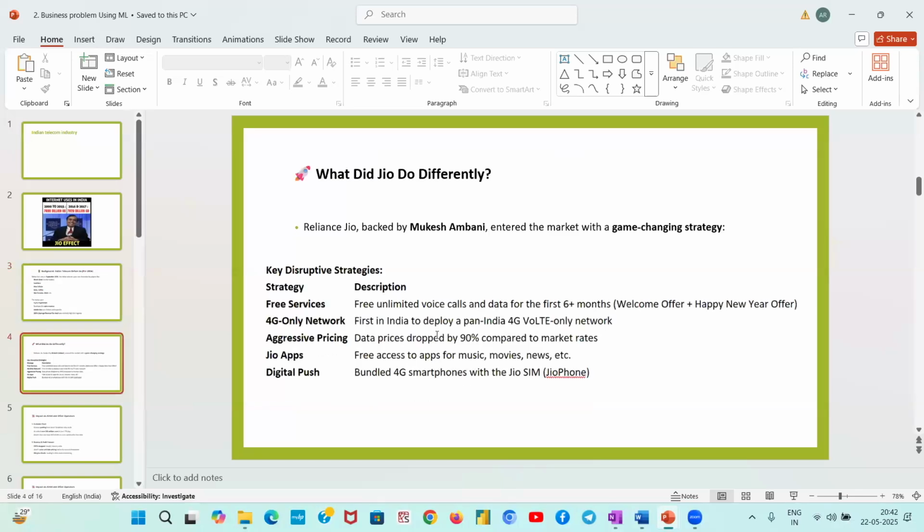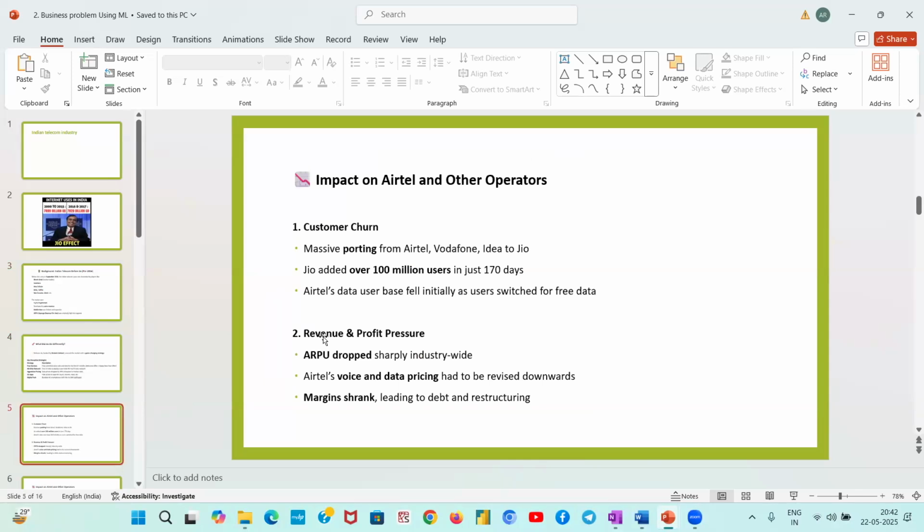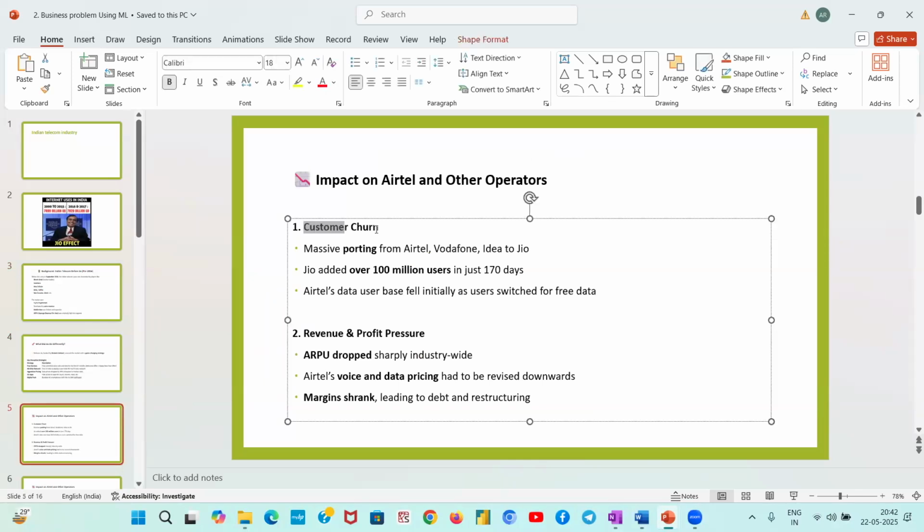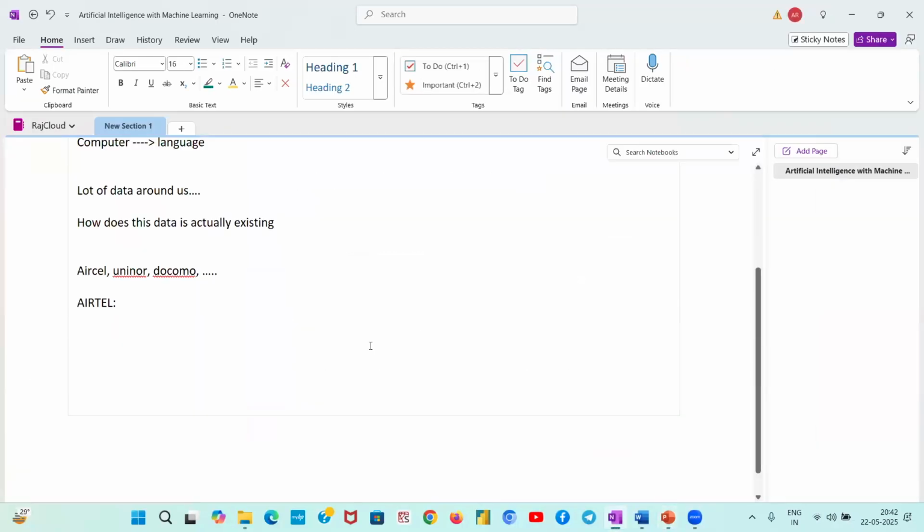So how did they apply it? They saw that Geo was giving free services, and the customer churn problem exists. Geo added over 100 million users in just 160 days. Airtel's user base also shrank initially as users switched for free data because they didn't have another option. Let's understand the problem now in detail.